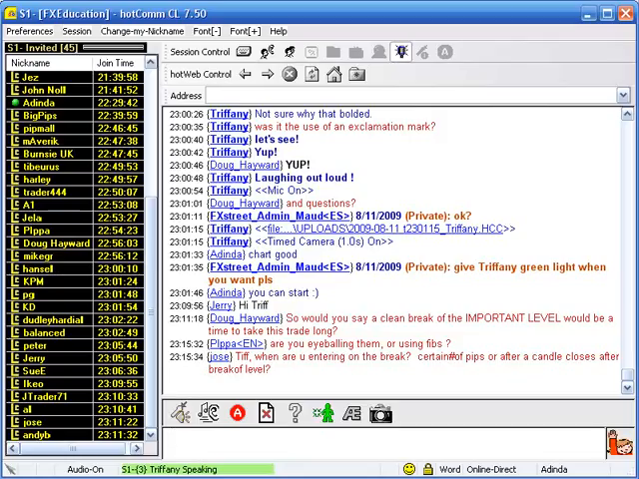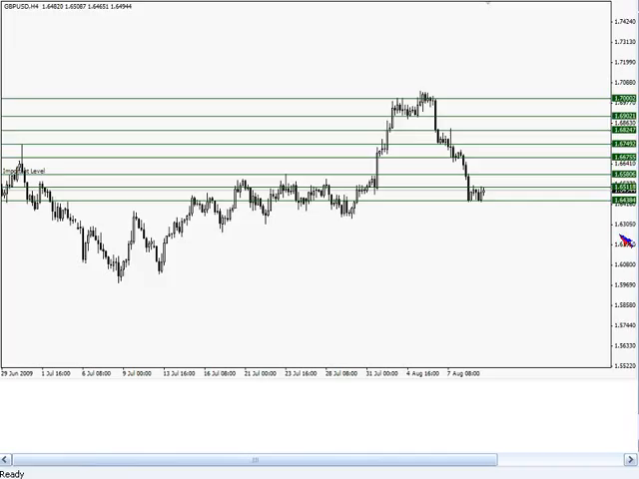Are you eyeballing them or using fibs? Right now, honestly, I love fibs. I do. Let me show you what I do with fibs. I'm going to go back and I'm going to take all of these off. To me, support and resistance levels are king.